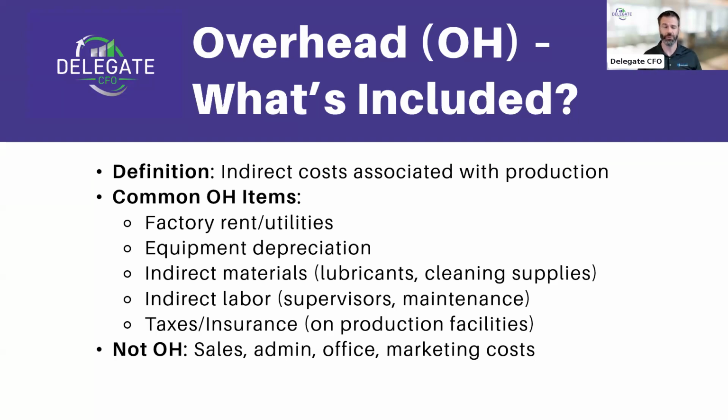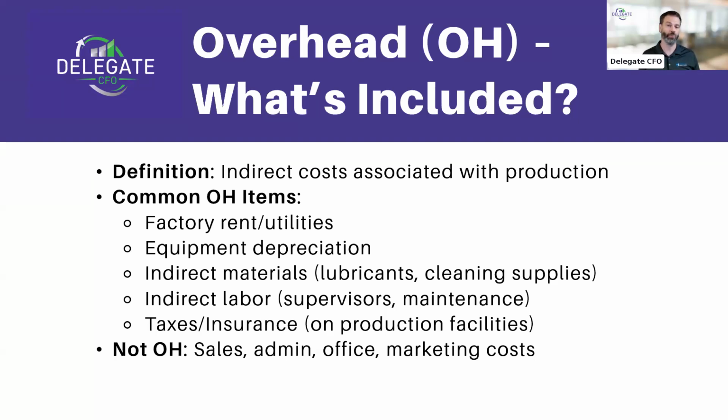Now, the next question you're going to ask is, how do I get my overhead rate? Usually the best way is you look at last year and say, okay, what are all my overhead costs from last year? And then what was my total direct labor hours? Divide those, and that is for the entire year.